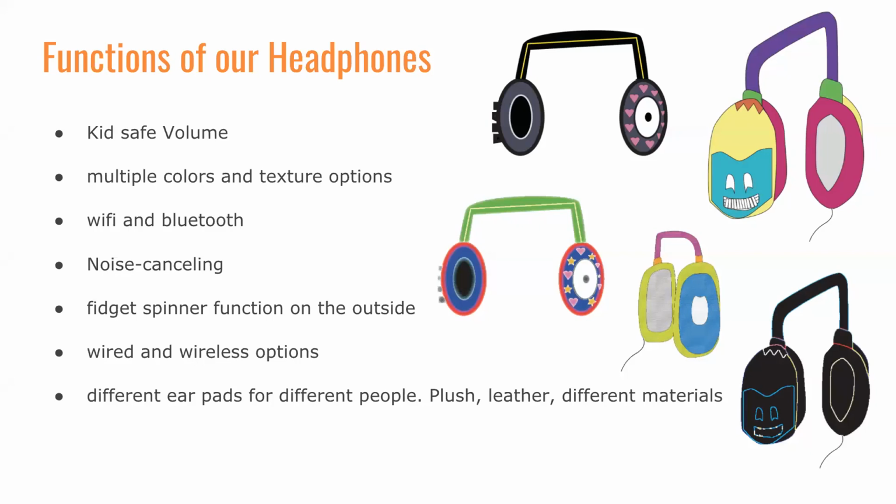For the functions of our headphones, we have kid-safe volume, multiple color and texture options, Wi-Fi and Bluetooth, noise canceling, a fidget spinner function on the outside, and wired and wireless options. And last but not least, different ear pads for different people, such as plush, leather, and other different materials.